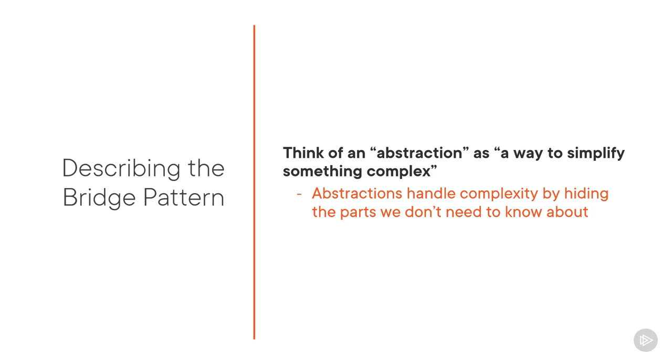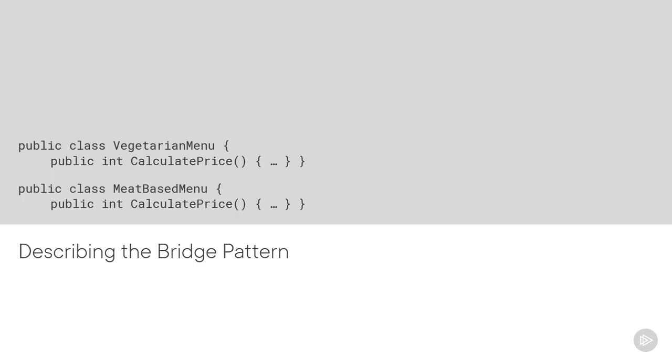When I hear things like separate abstraction from implementation, I'm immediately thinking about interfaces and abstract classes. Yet it's a bit more complicated than that. Let's clarify this with a real-world example.